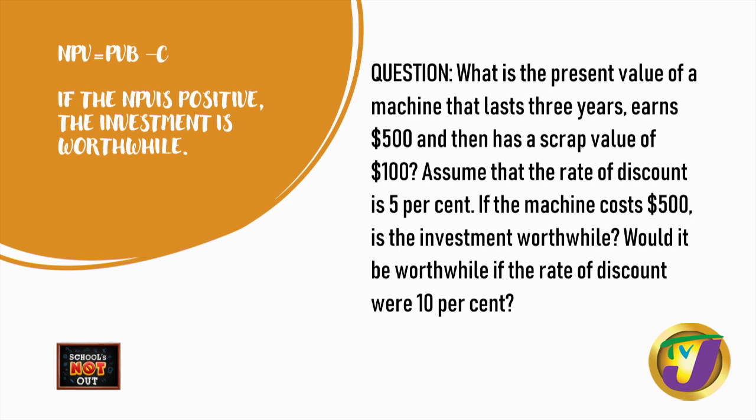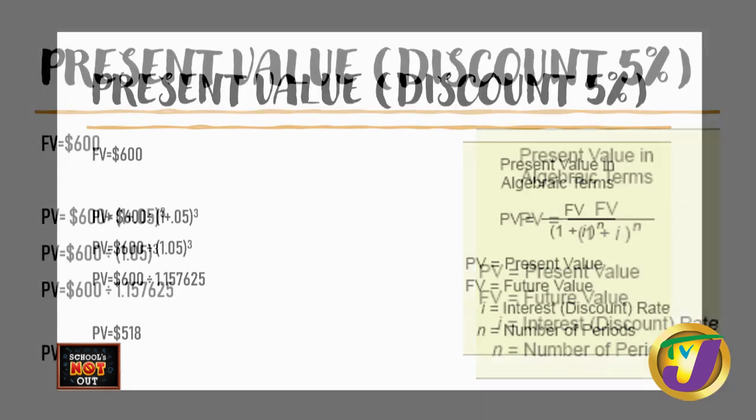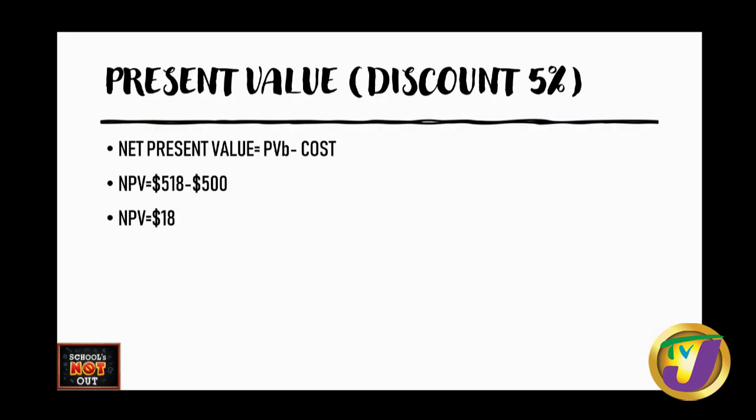Now I want you to calculate the discount rate at 10%, and we'll look at that when we're doing our recap. But I'm going to go through the first part of the example, which looks at what happens when the discount rate is 5%. So the machine lasts for 3 years, earned $500, and then has a scrap value of $100. Using the same formula, we'll realize that the present value, if the discount rate is 5%, will be $518.